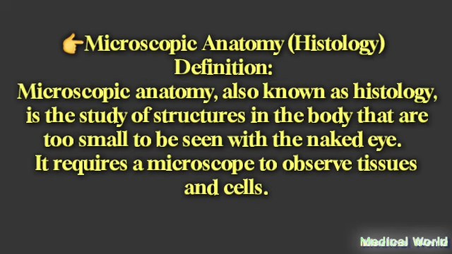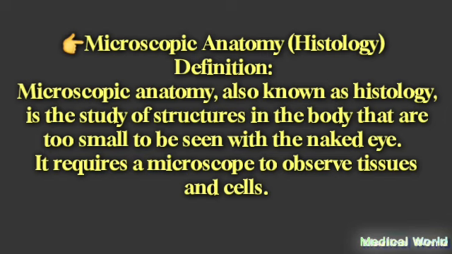Microscopic anatomy, histology. Definition. Microscopic anatomy, also known as histology, is the study of structures in the body that are too small to be seen with the naked eye. It requires a microscope to observe tissues and cells. In simple words, microscopic anatomy is about looking at very tiny parts of the body, like cells and tissues, using a microscope.